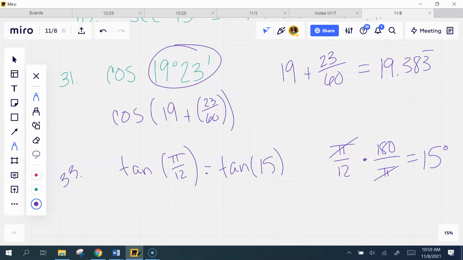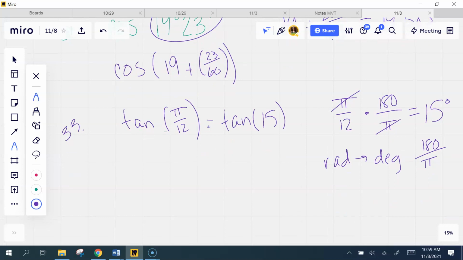When you convert from radians, so when you go from radians to degrees, you multiply by 180 over pi. And when you go from degrees to radians, you multiply by pi over 180. I think I'm going to stop there because I wanted to talk about special right triangles, but I'm going to go out on a limb and say that y'all have not done special right triangles.